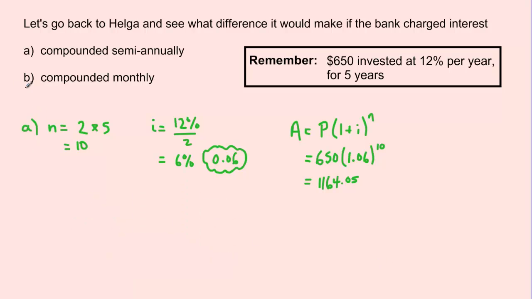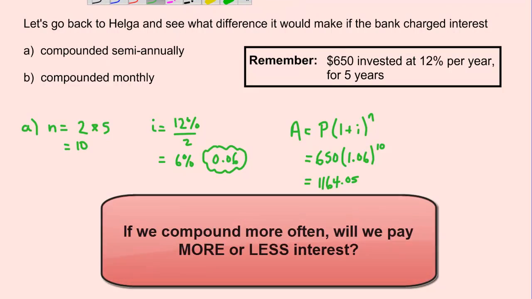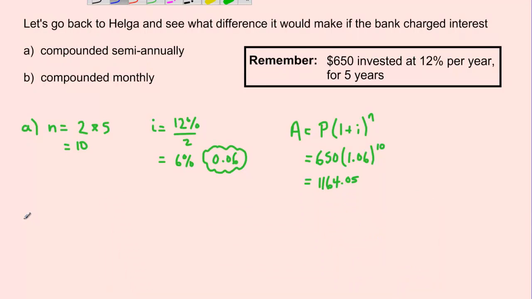Alright, so what's going to happen now when we compound monthly? What's your guess? Will we need to pay more or less than the $1,164.05? Well, if you guessed more, I think you're going to be correct. But let's take a look.